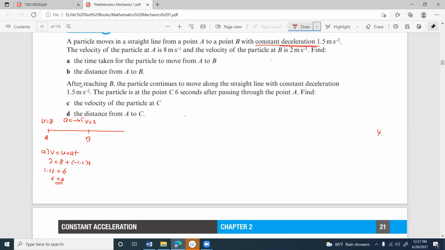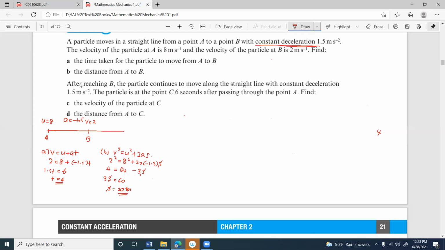Right. Then the next one, part B, is the distance from A to B. Then we know U, V, A, and S. So we can apply V squared equals U squared plus 2AS, because we know V, U, A, and we need to find S. So it turns out 2 squared equals 8 squared plus 2 times minus 1.5 S. So it turns out 4 equals 64 minus 3S. Therefore, 3S equals 60. Therefore, S becomes 20 meters. That's the answer for that.